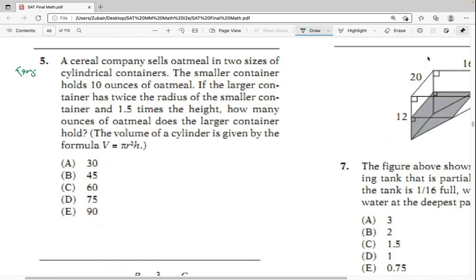Since the radius is times 2 and the height is times 1.5, right? Yes. So would it not just be... wouldn't the volume just be 6 times bigger? So 60 ounces. That's correct. Okay.